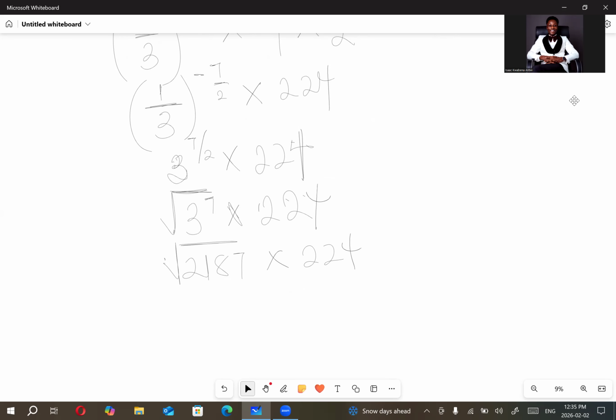The solution is very long, Papa. So 2187 is 27 root 3 times 224. At this point, unless we can solve this using sets, I believe I'm coming to the square root of 224. No, so I believe this is the answer.